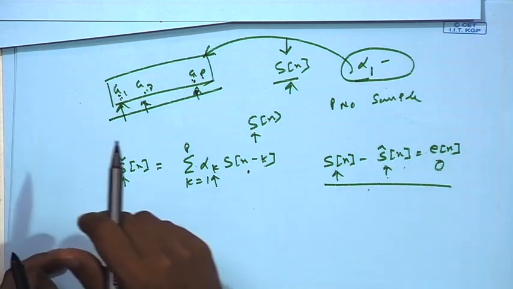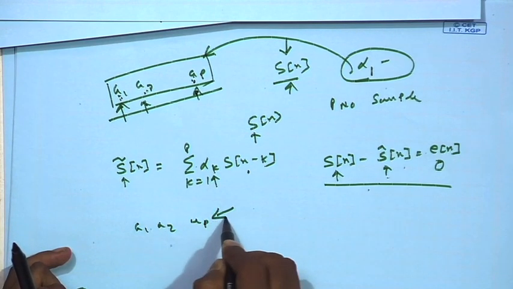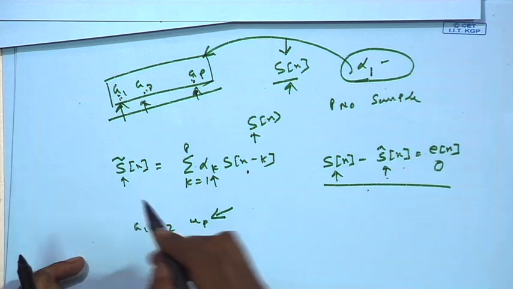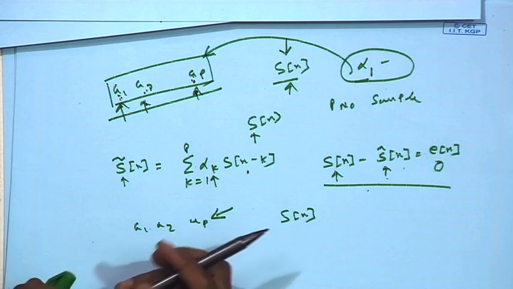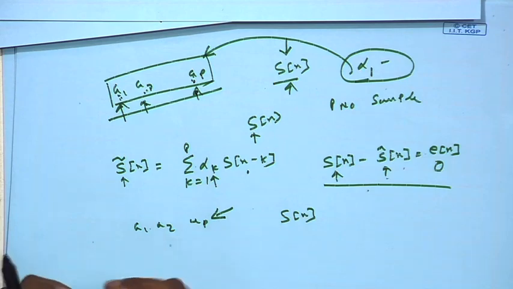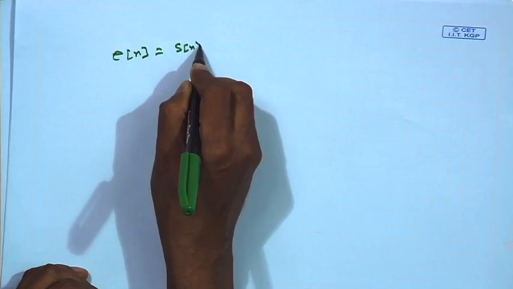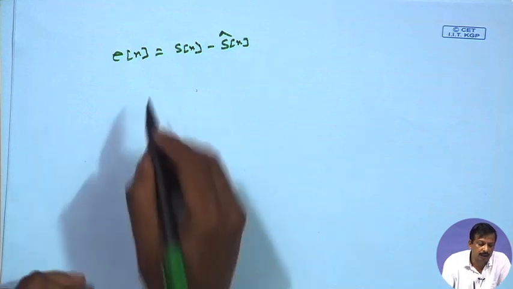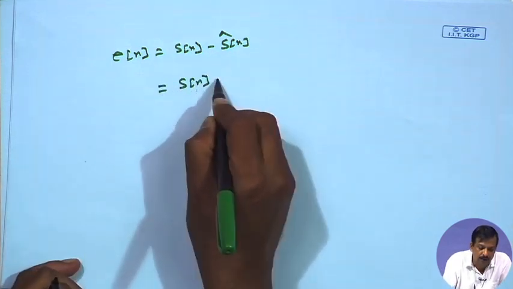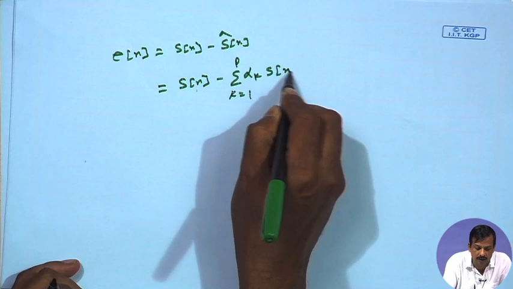One is called analysis: deriving the values of A1, A2 and AP is called LPC analysis, or all-pole analysis. When I know the values and generate the signal S n, this is called LPC synthesis. Let us describe it in a block diagram with the error. I can say the prediction error E n is nothing but my current sample minus my estimated sample. If I write that down, S n is the current sample minus the sum over k equal to 1 to p of alpha k s of n minus k.